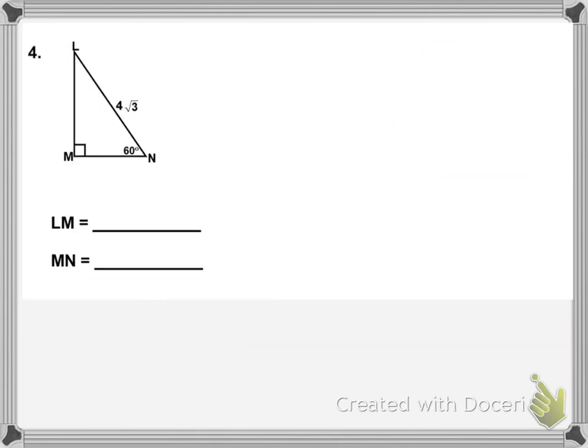Here's our last example. Look at my triangle. I've got a 90 and a 60. That means this other angle is 30. So I'll write 30, 60, 90. Hopefully you're kind of getting the hang of it now. Write your ratio 1, square root of 3, and 2.